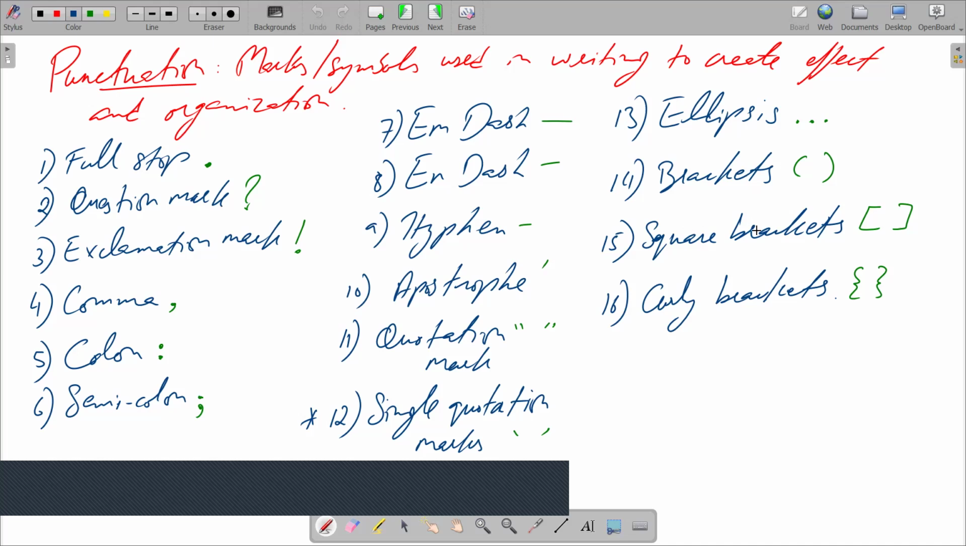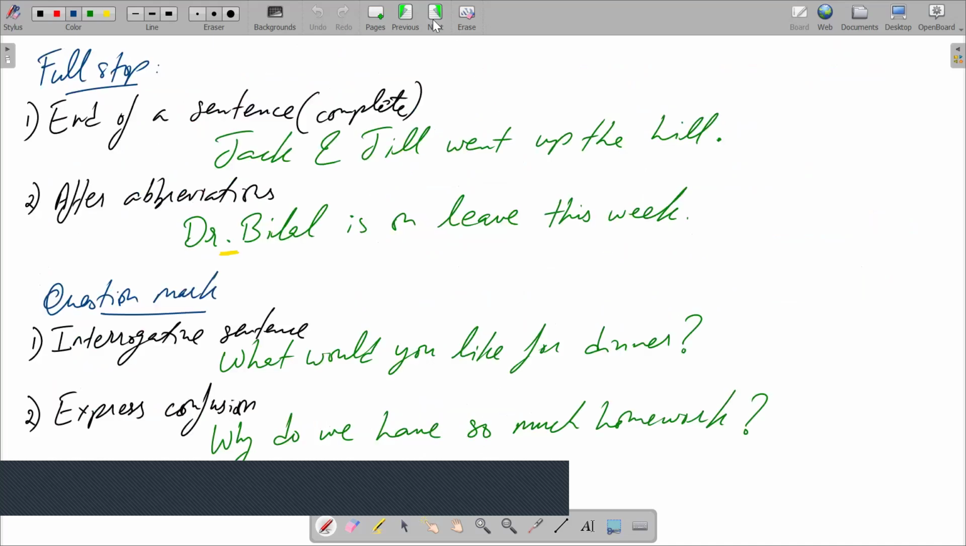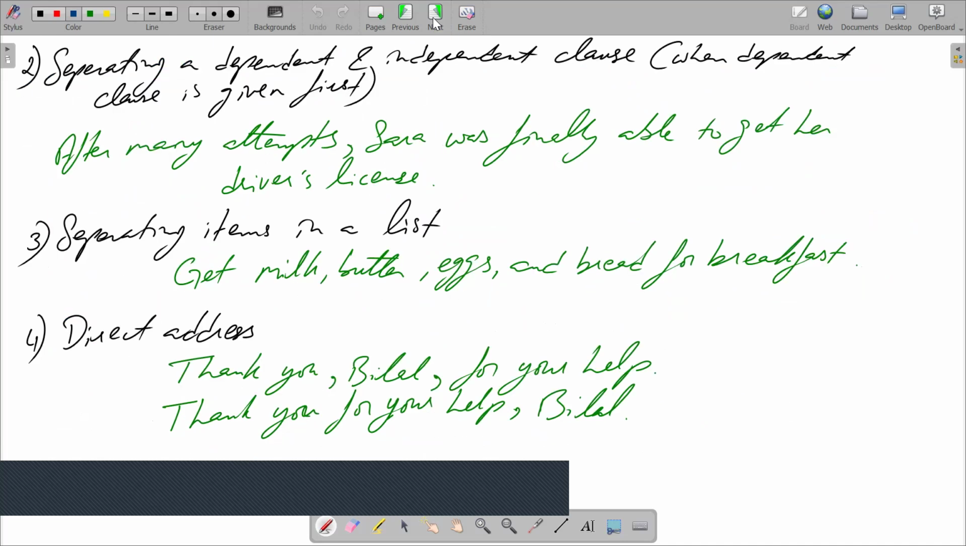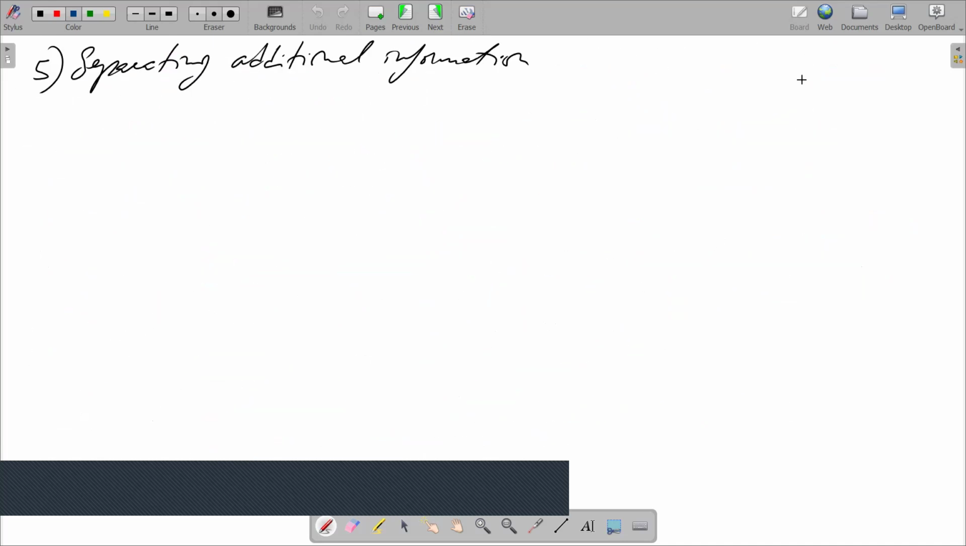So these are the 16 punctuations. We're only interested up till the ellipsis, which is punctuation number 13, maybe 14, not so much for 15 and 16, the square brackets and the curly brackets. The last class we talked about the full stop, which is pretty straightforward, and yet for some reason students nowadays don't know how to use it. Then there's the question mark, the exclamation mark, and the comma, and we had to leave the comma incomplete. So we're going to continue from there.